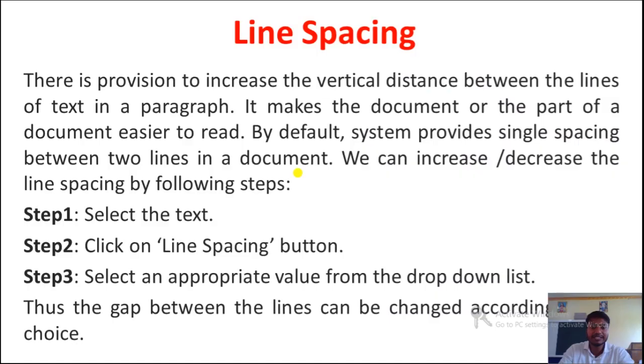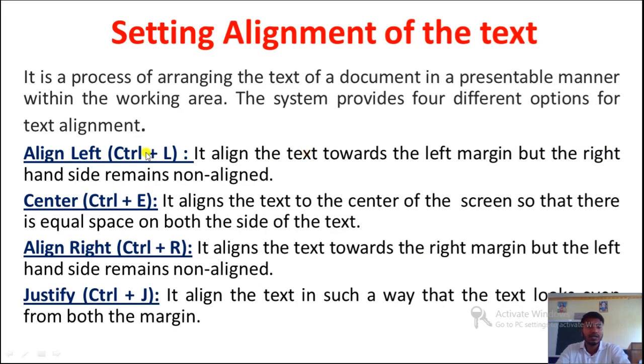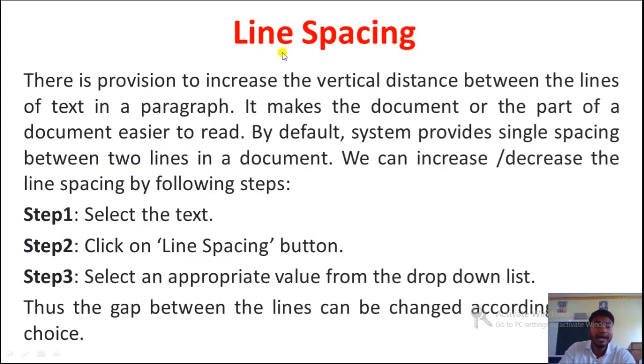Then we have line spacing. Basically this helps us to adjust the space. Now we have line spacing. There is a provision to increase the vertical distance between the lines of the text in a paragraph. We can increase the space between the lines. It makes the document or part of the document easier to read. If the space is more, we can easily read out the text.